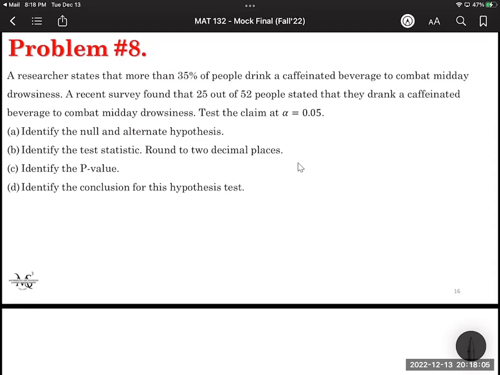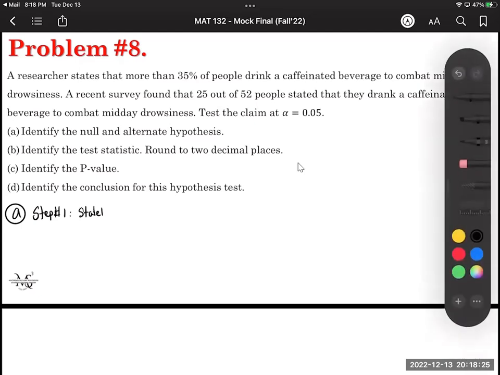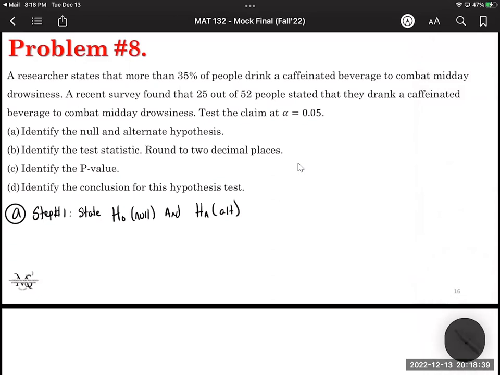You have to do this problem essentially in 6 steps, even though it shows you parts A through D, 4 parts. Part A, we get 2 of the steps out of the way. Step number 1, you state the null and alternate hypothesis. State your null, which we call H0, and HA, which stands for alternate. Some professors use HA or H1. I just use HA because that helps me distinguish between the two.